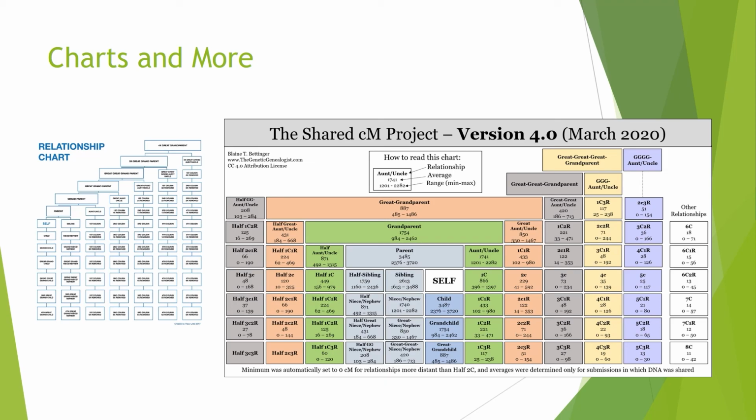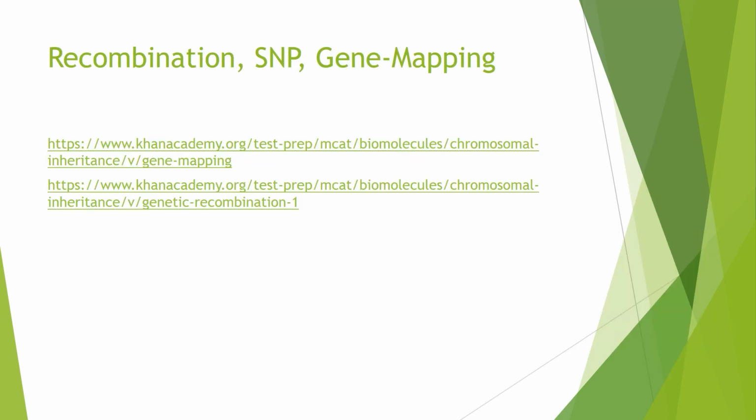The book includes charts and worksheets like the most recent common ancestor, DNA cousin match worksheets, and ranges for centimorgan matches for your relatives.